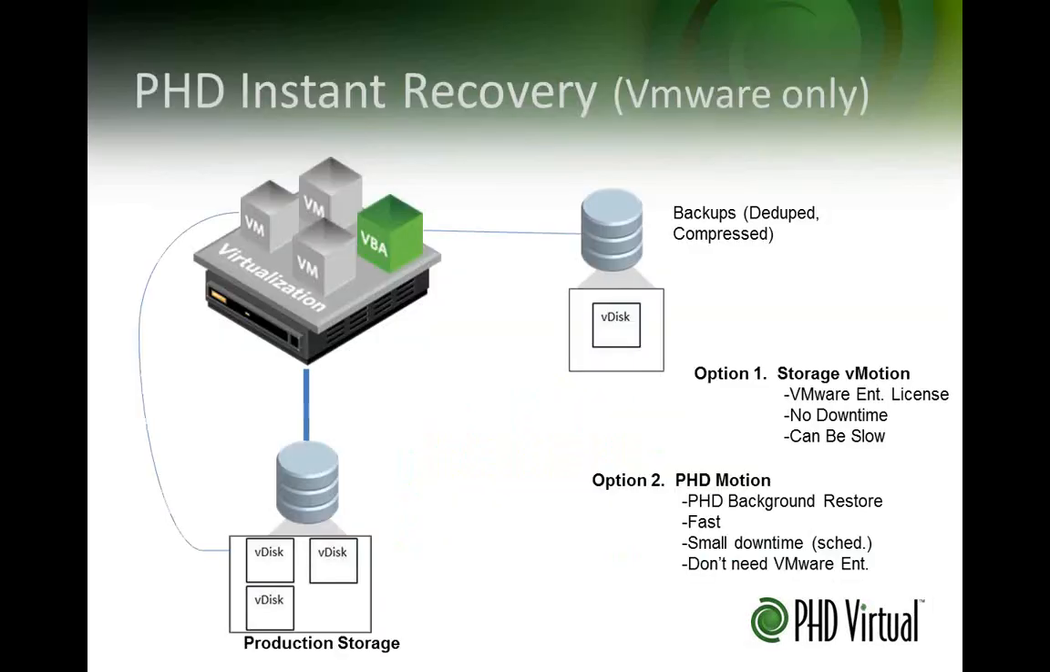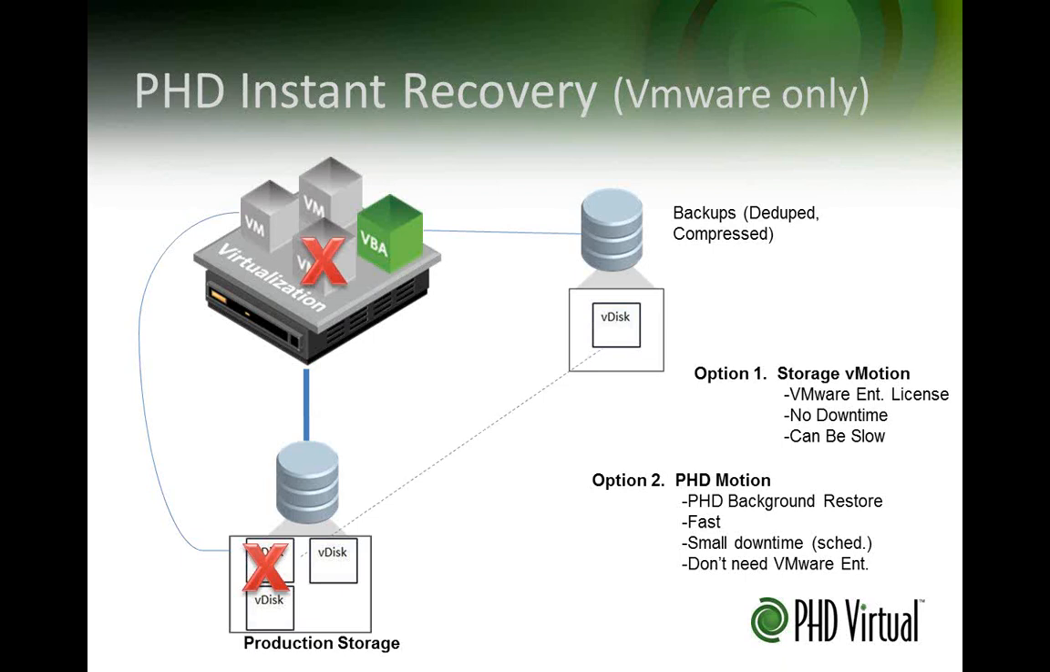Let's talk about the PhD Instant Recovery, which is for our VMware customers. Currently, how this works is your VBA on your production storage is backing up all of your information to your backup storage, where it lives in a deduplicated and compressed state. Let's say you have a virtual machine on your production that goes down. Instant Recovery allows you to instantly spin up that virtual disk that went down, and you have 2 options.